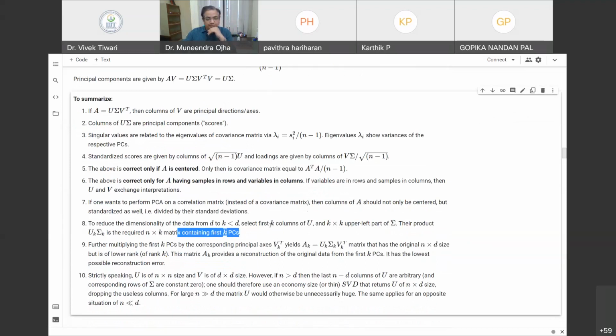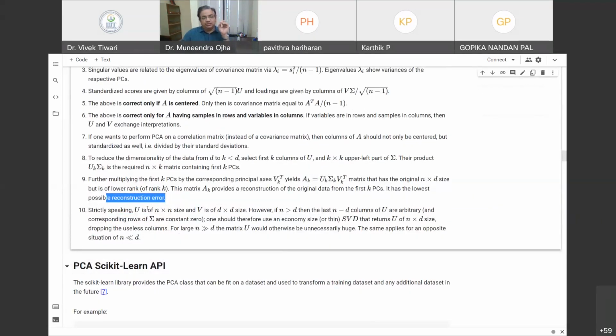We will see how we find K. Further multiplying the first K principal components by the corresponding principal axes V_K yields the matrix A_K, a matrix that has the original n by d size but is of lower rank. This matrix A_K provides a reconstruction of the original data from the K principal components. It has the lowest possible reconstruction error. So when you use the method of singular value decomposition, the reconstruction error that you obtain is minimum.